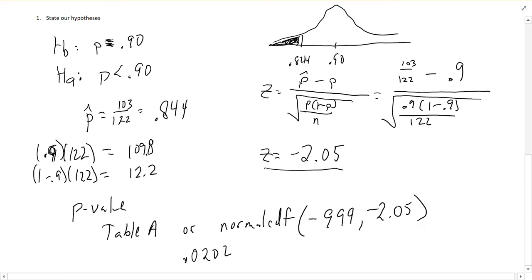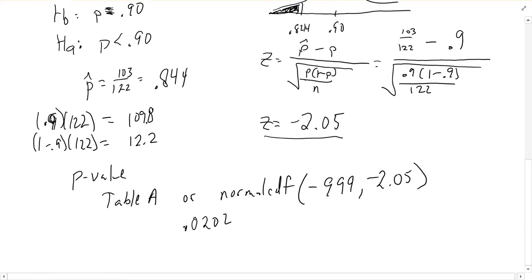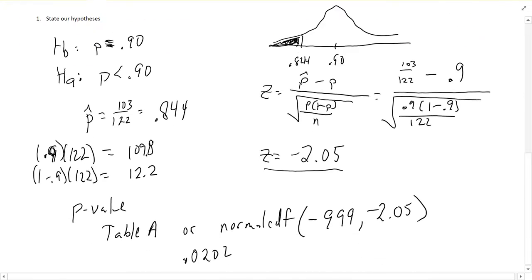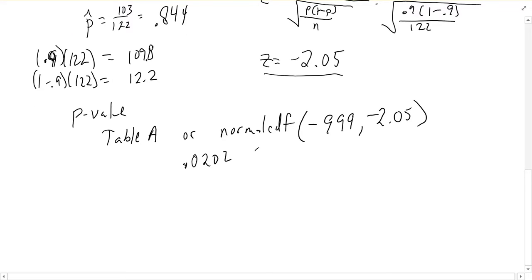0.0202. So there's about a 2% chance that, just by random chance, if the proportion is really 90%, I'd get a sample that has 84% in it. And we were given a significance level. Were we given a significance level? Yep, a 5% significance level. Since this p-value is less than 0.05, I can reject the null hypothesis. We'll reject H0. Our sample suggests, maybe I'll type this out here.